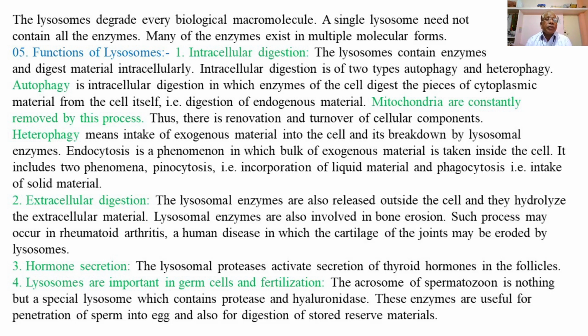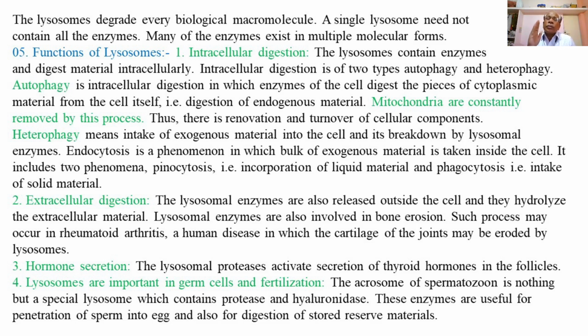Then the third function, hormone secretion. The lysosomal proteases, that is the protein digestive enzymes, activate secretion of thyroid hormones in the thyroid follicles. Then the fourth function: lysosomes are important in germ cells and fertilization.